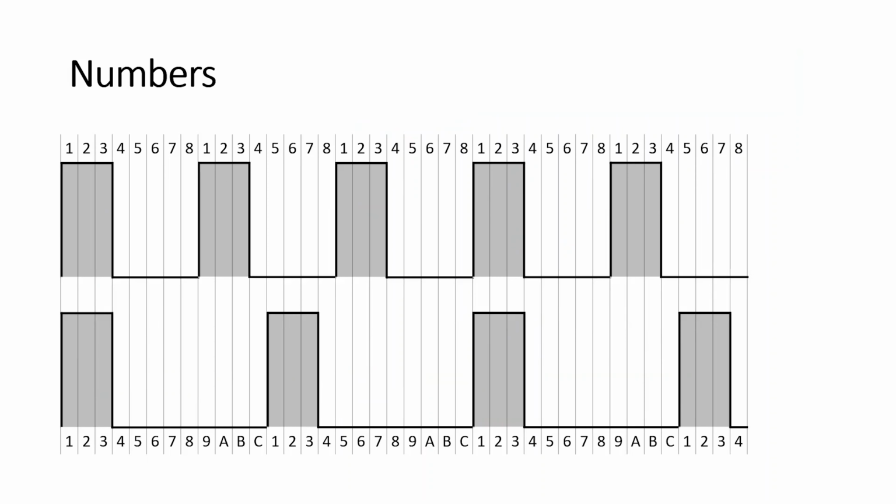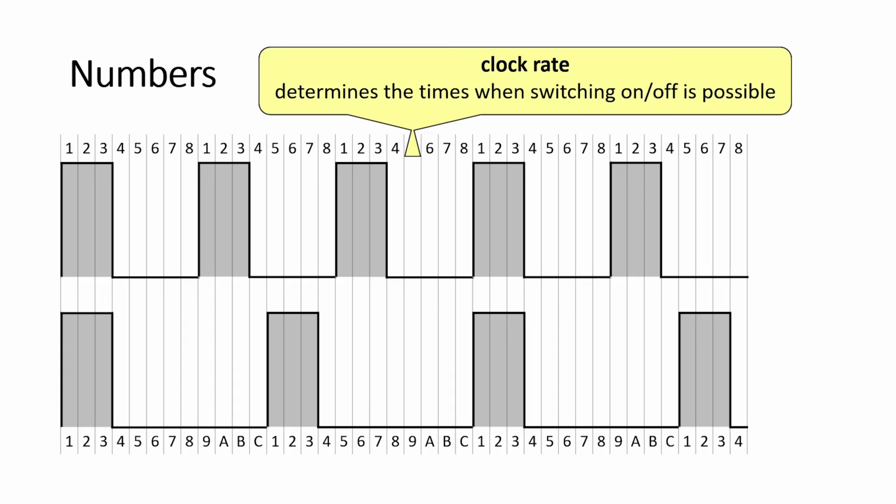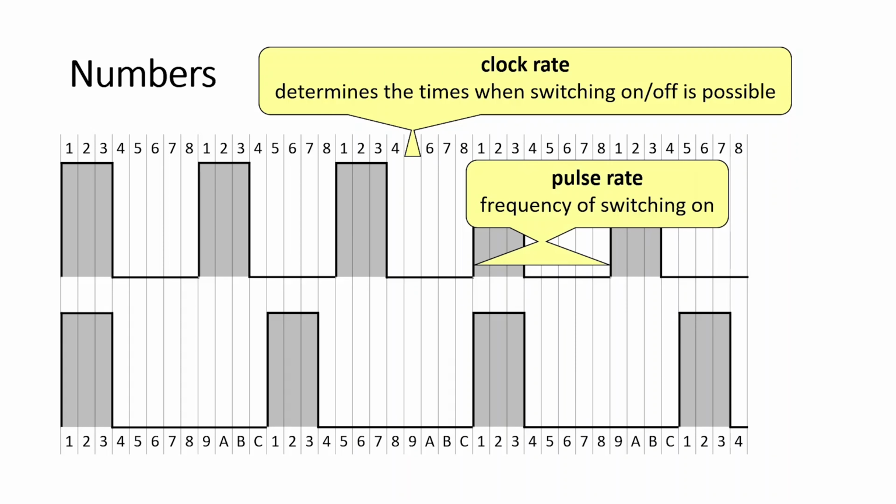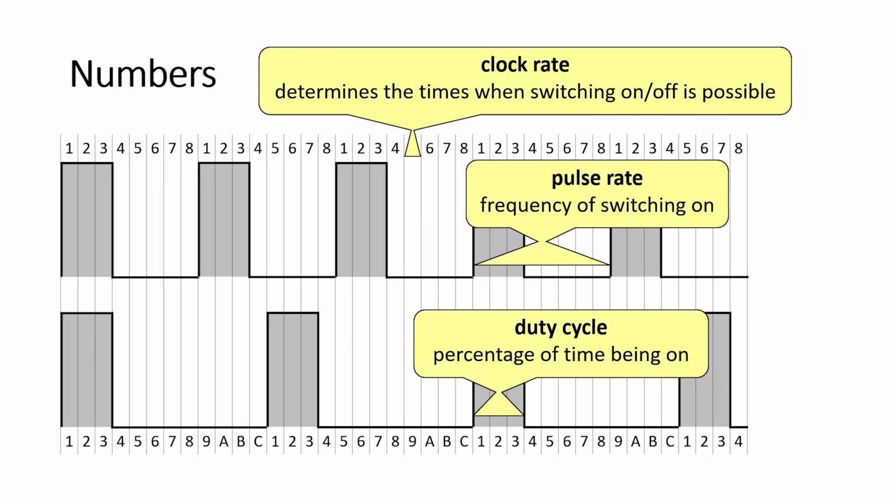Unfortunately, it's not that easy in reality. You can only switch the signal on and off at certain amounts of time. For an electronic device, this is usually the clock rate. And then you have the pulse rate, which is the frequency of switching the signal on. And then you have the duty cycle, which is the percentage of the time where the signal is on, for example, 20% duty cycle.